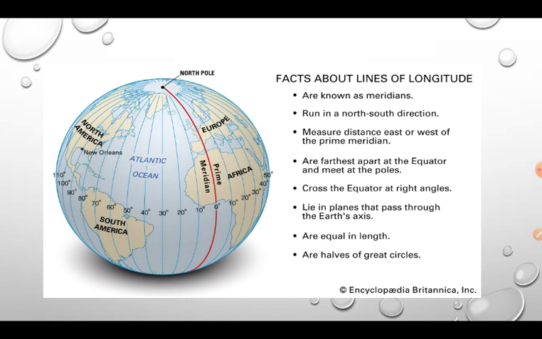Longitudes are farthest apart at the equator and meet at the poles, right? Which poles? South pole as well as north pole. Longitude crosses the equator at right angles. Longitude lies in a plane that passes through Earth's axis. Longitudes are equal in length and are halves of a great circle. Right? So this is all about longitude.